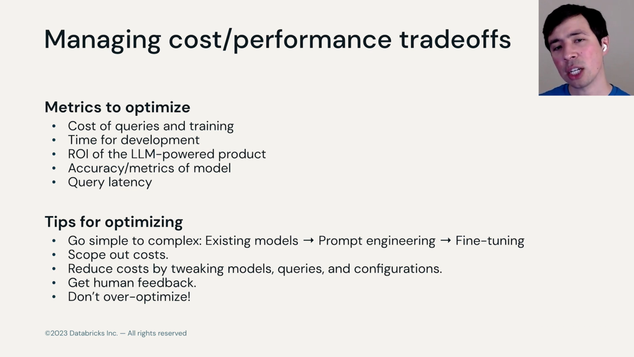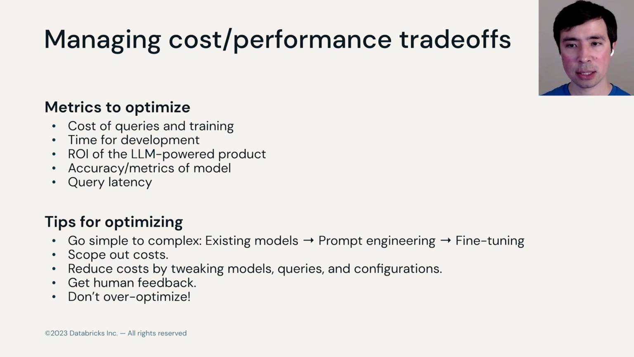When it comes to managing cost-performance trade-offs, we've already covered some related topics, like the cost of training and inference, and techniques for reducing costs, like fine-tuning and creating smaller models. There are a lot of metrics you might optimize: the cost of queries and training, time for development, and so on. We'll give some general tips, and really it's up to you and your application which of these is most appropriate. First, go from simple to complex.